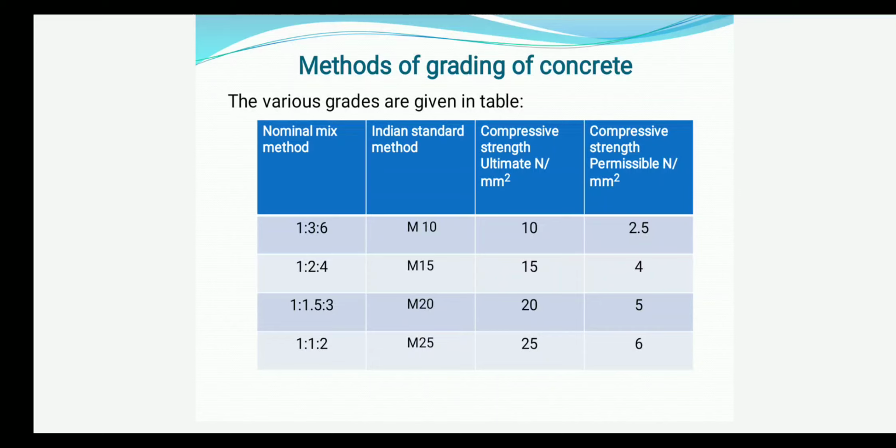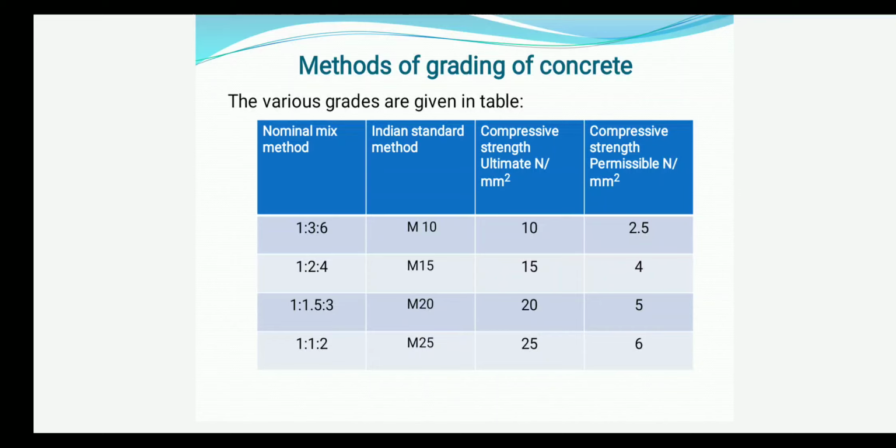When the concrete is graded according to nominal mix as the ratio 1:3:6, the equivalent Indian Standard grade of that concrete is M10. So if I say the concrete is of grade M10, then it has the ratio 1:3:6.